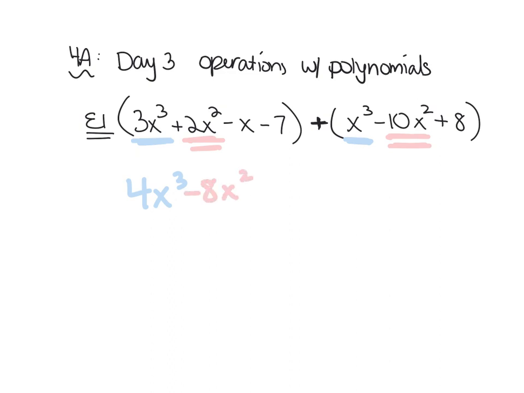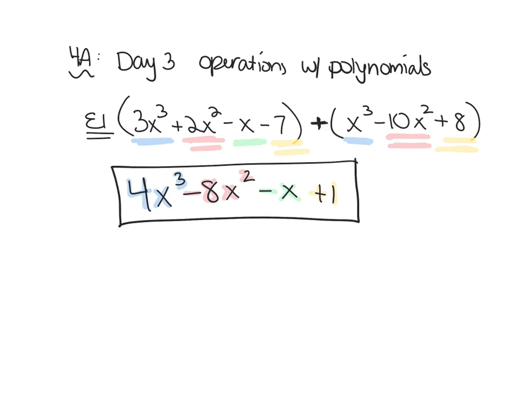When you look at the negative x, there are no other x's over there, so just minus x. And then your final one is the constants, negative 7 and positive 8. If you add those, you're left with plus 1. So your final answer when adding your like terms is 4x cubed minus 8x squared minus x plus 1. Okay? And that's something that you guys have seen for a while in previous classes. So when you're adding, they just have to be the same in order to add them. And that goes for subtraction too.